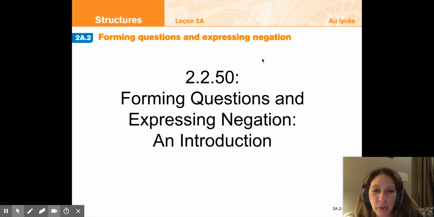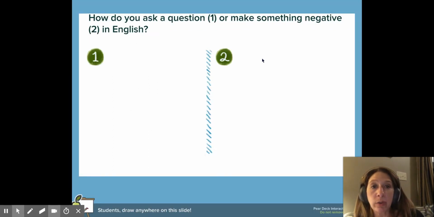Hey guys, so I wanted to go through the notes from yesterday. You've already gone through these, hopefully, if you did yesterday's lesson. And I just wanted to go through and maybe clear up some questions. So in the notes today, we're going to be going through again how to form questions and how to express negation. First of all, thinking about how you do this in English, how do you ask a question in English or how do you make something negative in English?